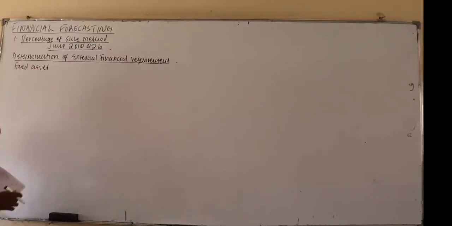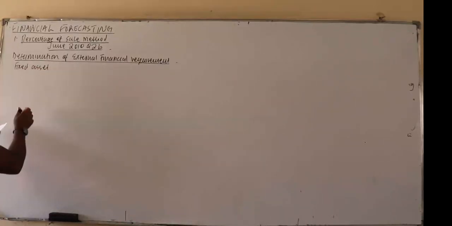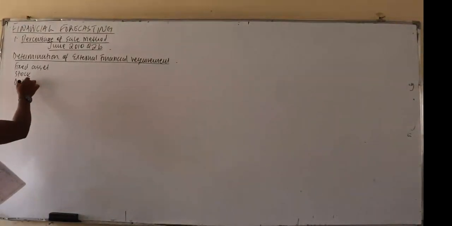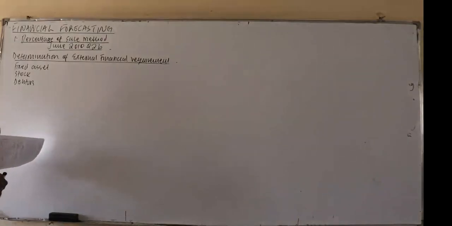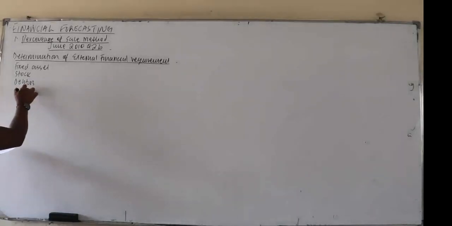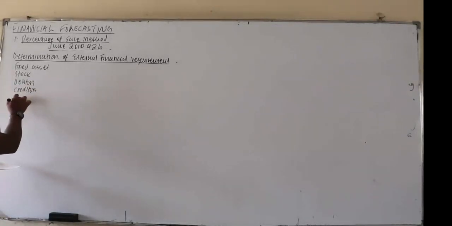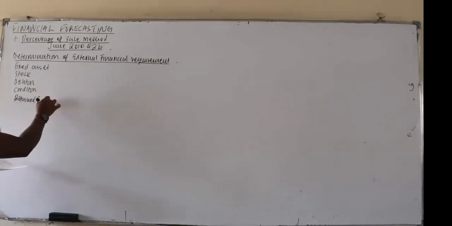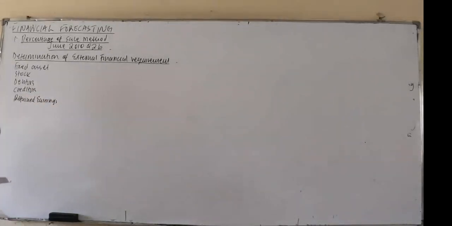Also, you factor in the current assets. So for the current assets, we have stock, we have debtors. Also factor in the current liability and retained earnings. So for the current liability, we have the creditors, and then you factor in the retained earnings. That was the first step.